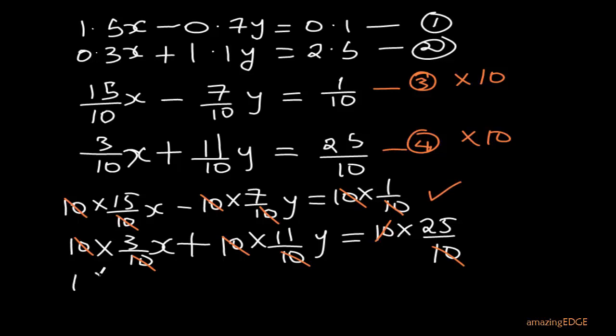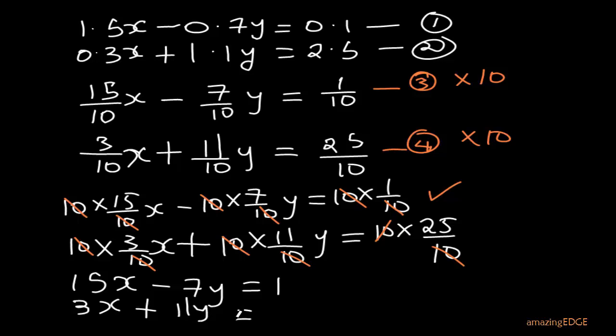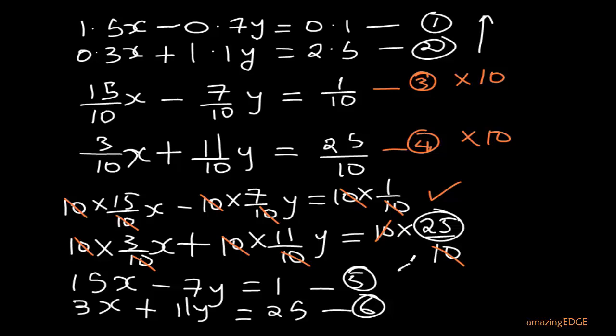So in this equation we have only 15x minus 7y equals 1. Then the second equation, we have 3x plus the only thing that remains is 11y, equals 25. We call this one equation 5 and this one equation 6. So we have transformed equations 1 and 2 to 5 and 6. So we work with 5 and 6.